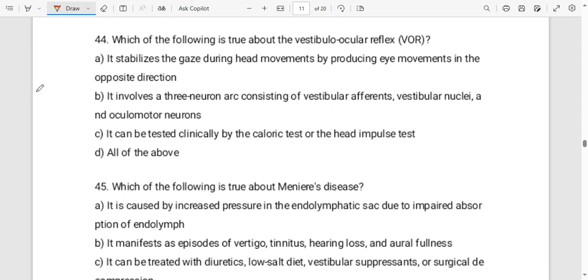Which of the following is true about the vestibulo-ocular reflex? It stabilizes the gaze during head movement by producing eye movement in the opposite direction. It involves the three neuron arc consisting of vestibular afferent, vestibular nucleus, and oculomotor neuron. It can be tested clinically by the caloric test, the head impulse test, or all of the above. Anyone that can help with this one?